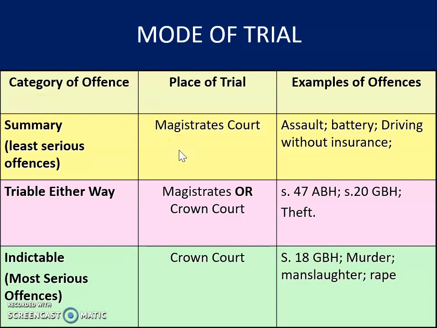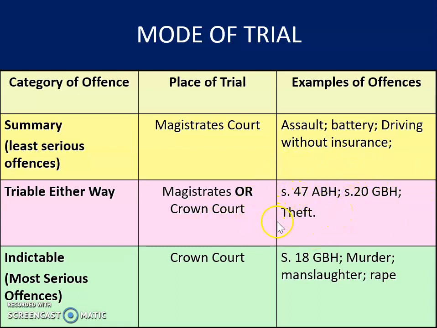And I've given you some examples here of the types of offences that would fall into this category: assault, battery, driving without insurance. Triable either way offences are in-betweeny offences, for want of a better word. They're ones that are sort of in the middle in terms of seriousness. And because they're in the middle, they can be heard in either the magistrates or the Crown. And notice that's where they get the name, triable either way, meaning they can be tried either in the magistrates or in the Crown. And offences that fall into this category include Section 47 ABH, Section 20 GBH, and theft.